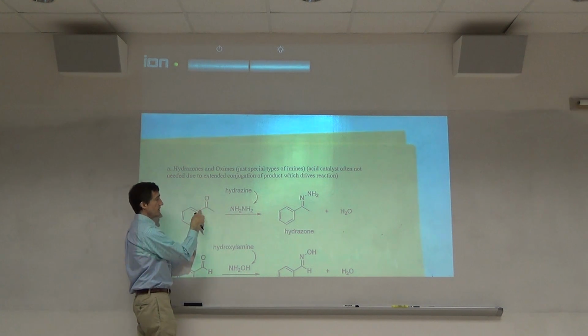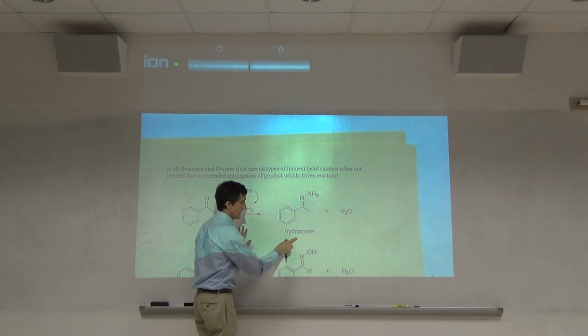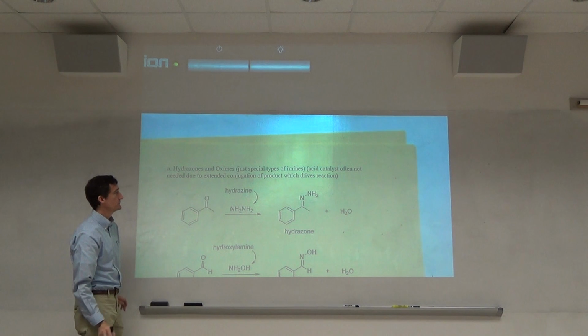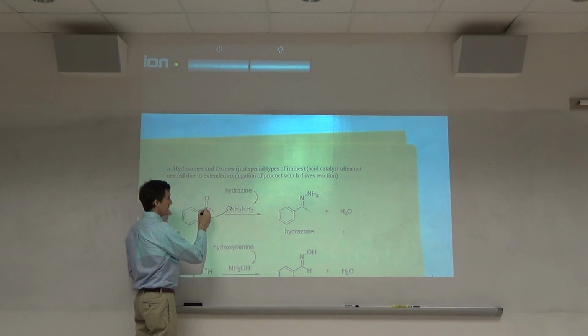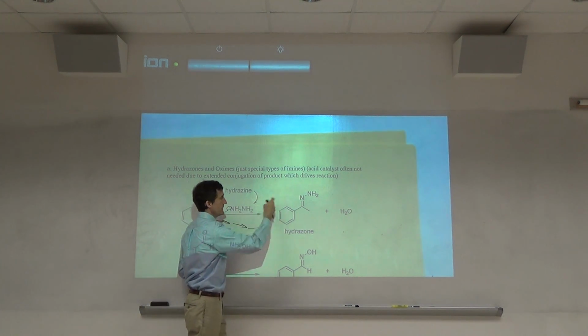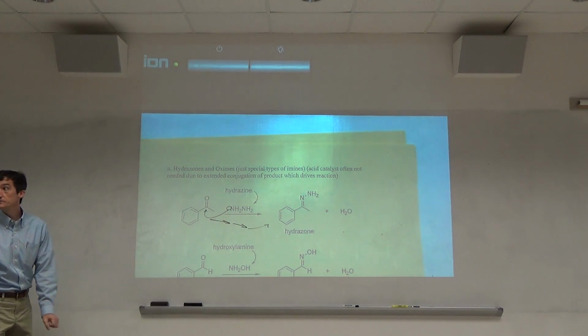If you're reacting with a ketone, the hydrazine reacts with the ketone to give the hydrazone. It's actually not a ketone anymore, but that is sort of the name of it. And this reacts here, and before you know it, you have lost water. The other amine doesn't react, and you just do your imine reaction and you make a hydrazone.